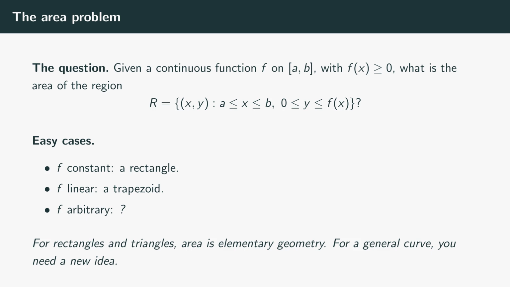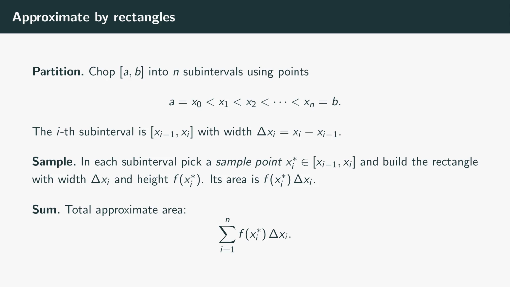That idea is to approximate the complicated region by something we already know how to measure, a stack of rectangles, and then take a limit. Here is the construction. Start by chopping the interval from a to b into n smaller pieces. Pick n-1 cutting points strictly between a and b, and label everything x0, x1, x2, all the way up to xn, with x0 equals a on the left end and xn equals b on the right. That collection of points is called a partition of the interval.